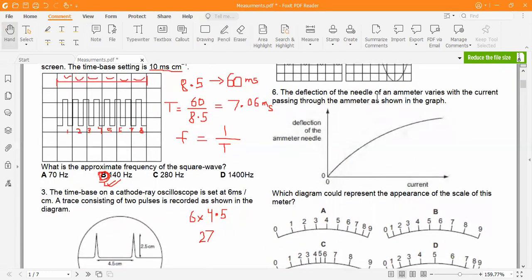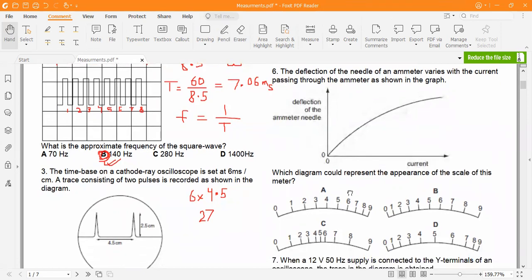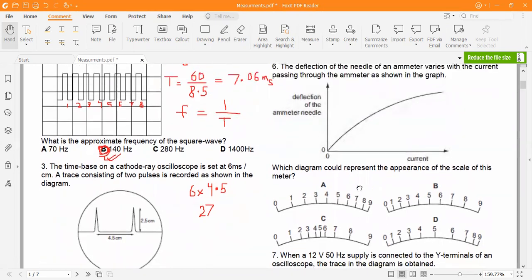The deflection of the needle of an ammeter varies with current passing through the ammeter as shown in the graph. So as current is increasing, this is the deflection. It is not increasing linearly, it is increasing like this. Which diagram could represent the appearance of the scale of this meter? So we have these diagrams. Now let me explain what this means.